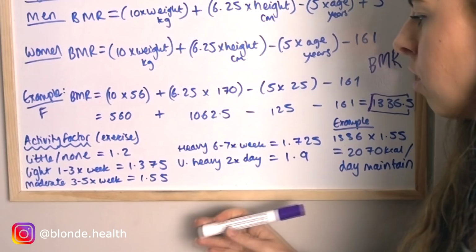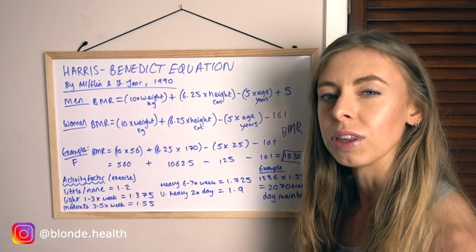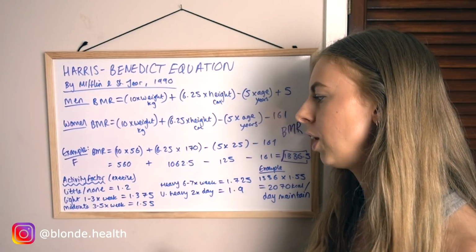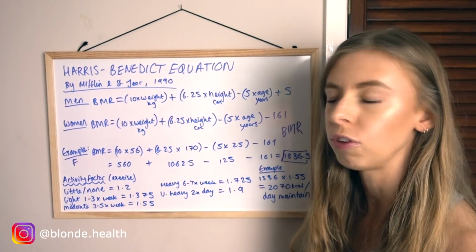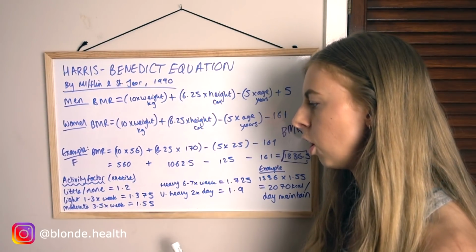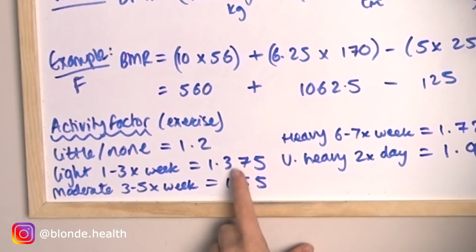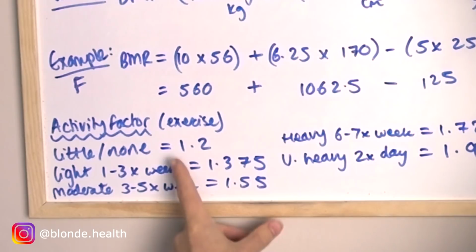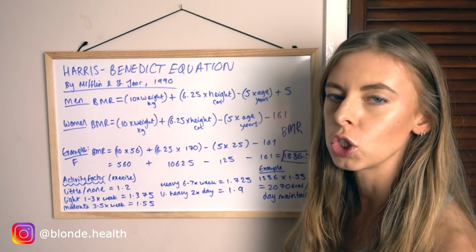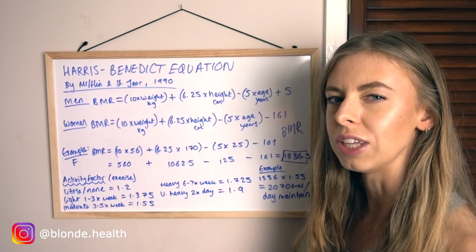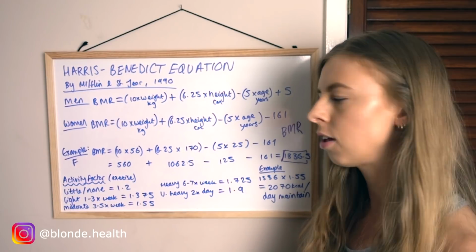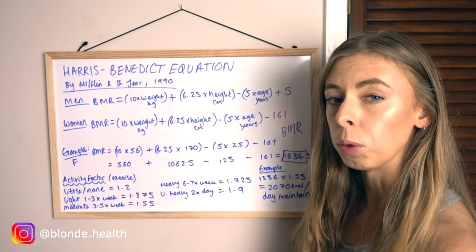So these figures aren't exactly 100% accurate, and if you look at these and you go, I think I might be between figures, then it's absolutely fine to go, okay, I don't think I'm at 1.375, I think I'm probably between moderate and light. For example, if you do 4 sessions a week, or you think that's where your activity level falls, even if you're not exercising, then you could choose something like 1.4.